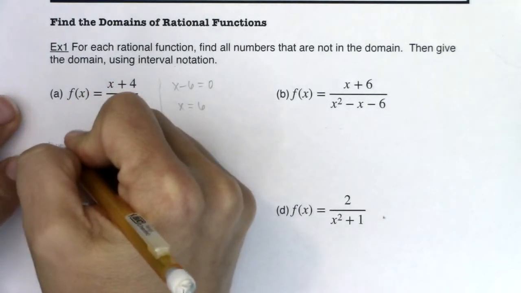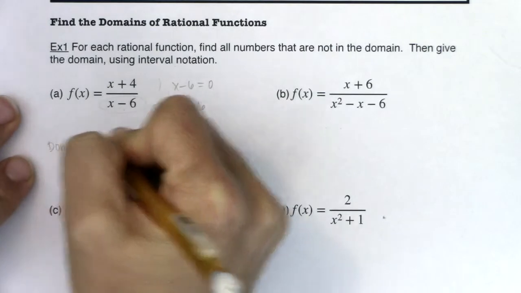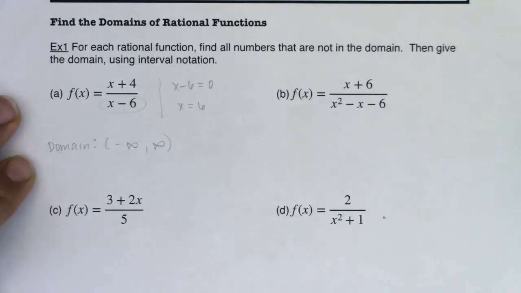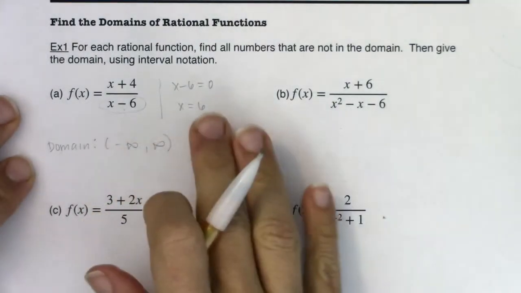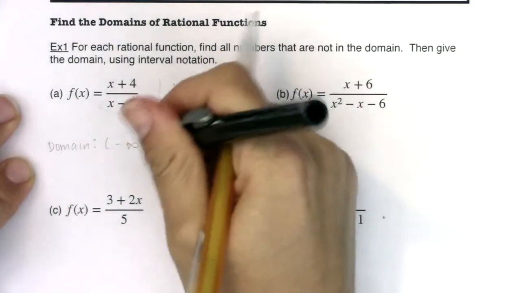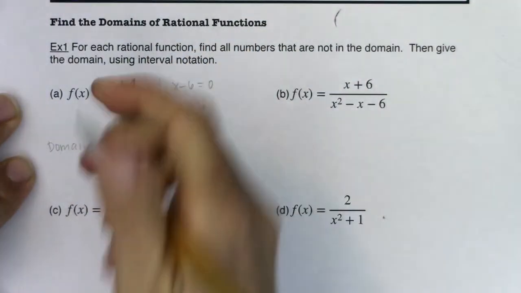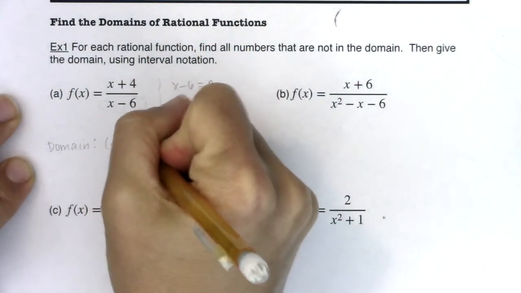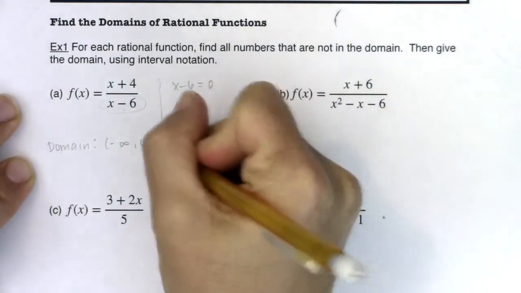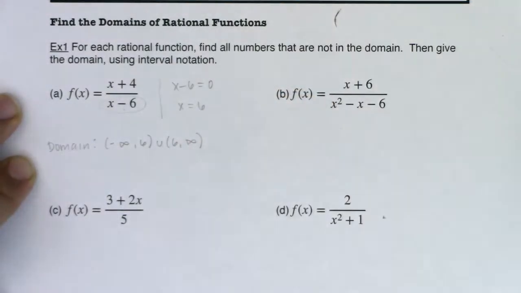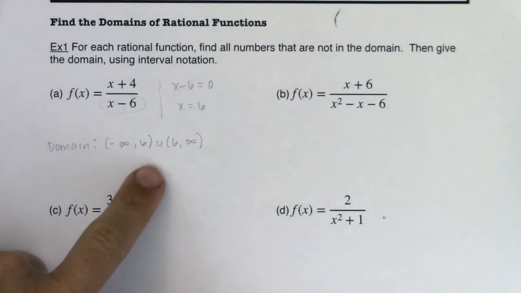Now, if I want to write this up in interval notation, keep in mind for polynomials, we always went all the way left to all the way right. Yeah, negative infinity to positive infinity. And we're starting with all real numbers, but I need to give the boot to the number 6. So if you remember how we give the boot to one number at a time, we'll start at negative infinity and go right up to 6, but we'll exclude it. We'll put the parentheses. And then we'll start right after 6 and go to positive infinity. So that's how you can give the boot to one number at a time when you're talking about domain.